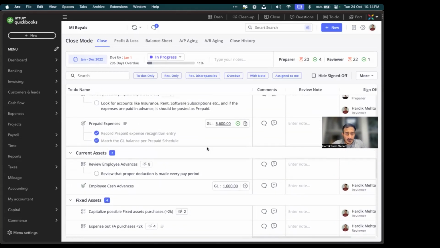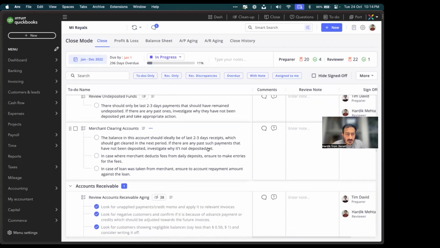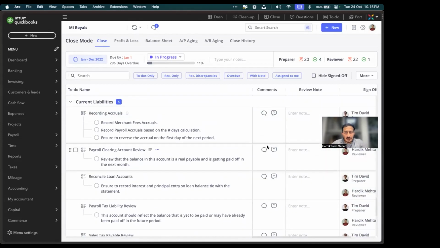All right, just going to quickly go through and make sure nothing is missed out here. Now, if we further talk about liabilities, we already talked about accounts payable. We also talked about the credit card reviews. Now let's talk about the accruals as well.